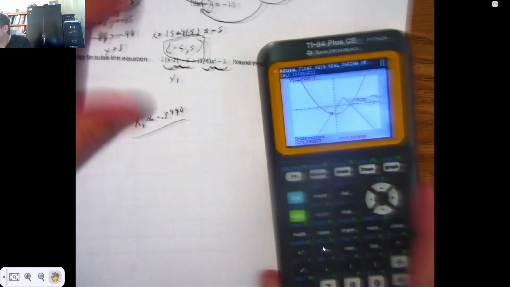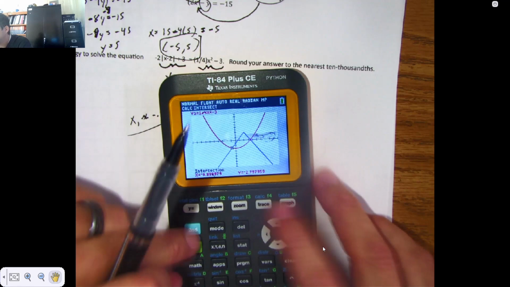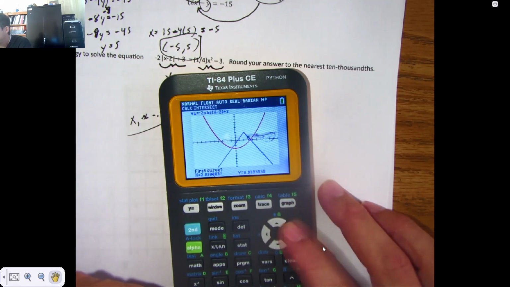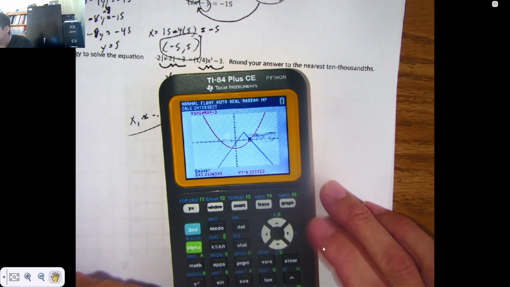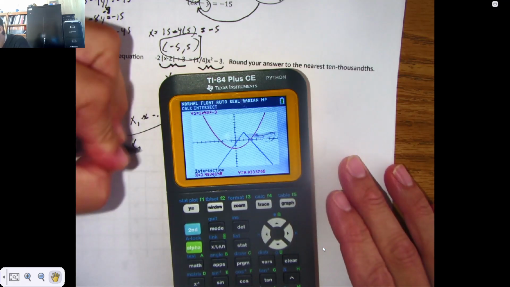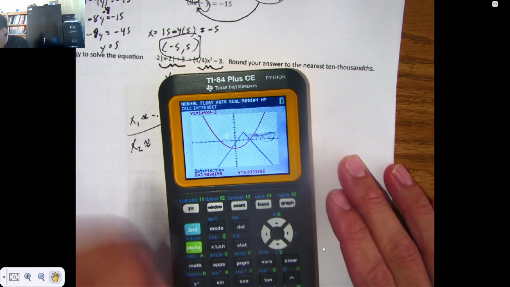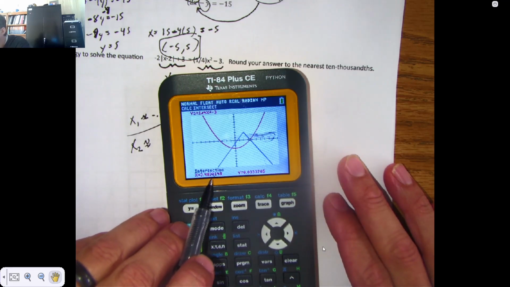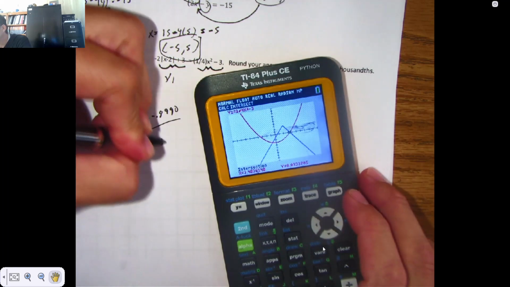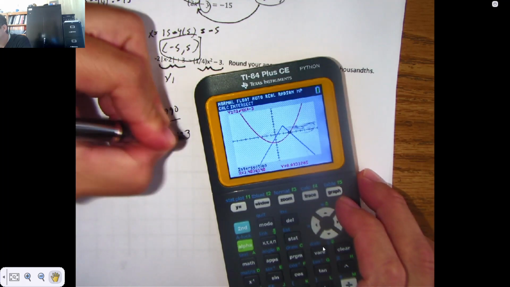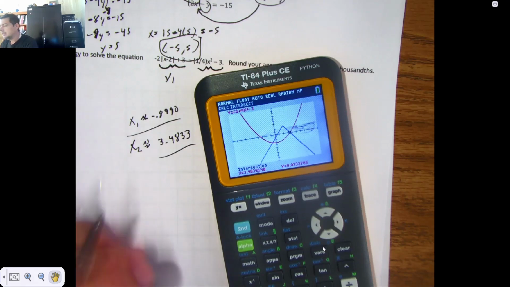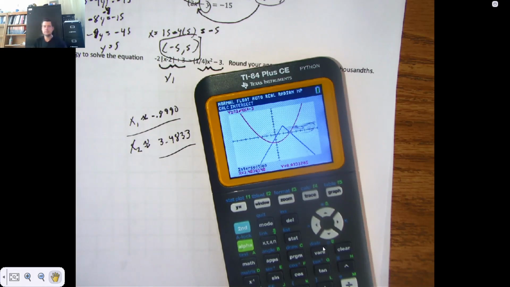Rounding, kids. The other x value is over here, second trace 5. Take my little cursor dude, get it close, press enter 3 times, and here's my other x value. I'm calling them x1 and x2 for no good reason. 3.4833. Ta-da! All right, there's that.